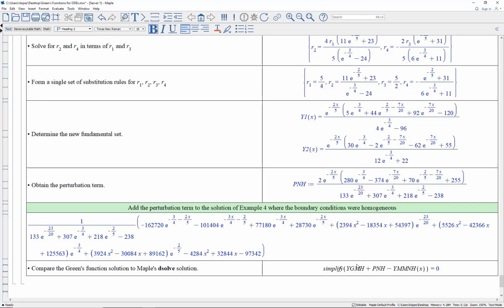So here is the solution with the homogeneous data. Here's the perturbation. Here is the solution we constructed with Maple. Y Maple, mixed, non-homogeneous. Difference is 0. Again, this Green's function stuff works.